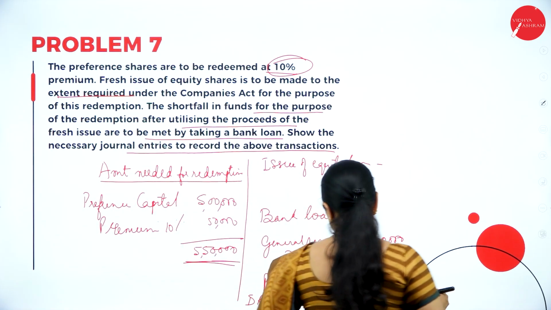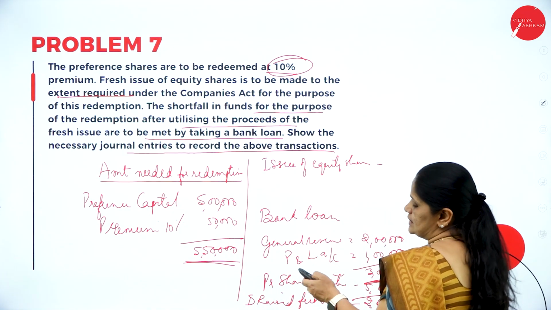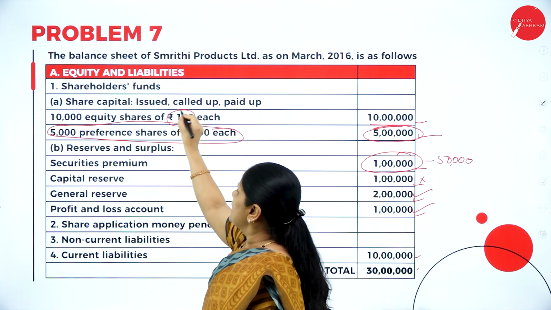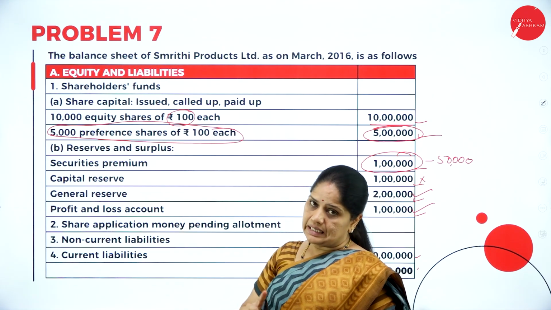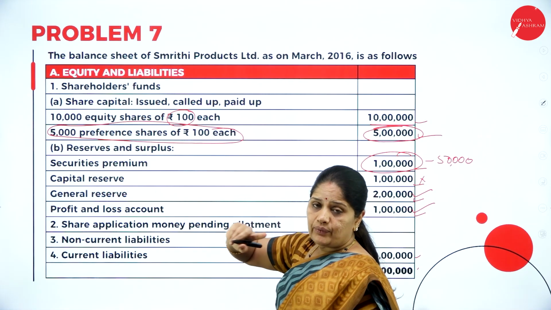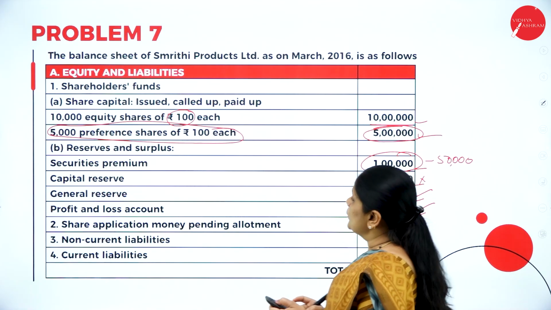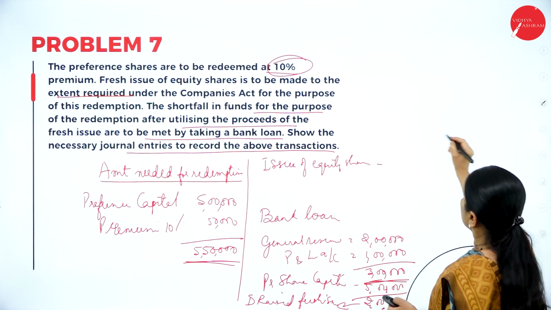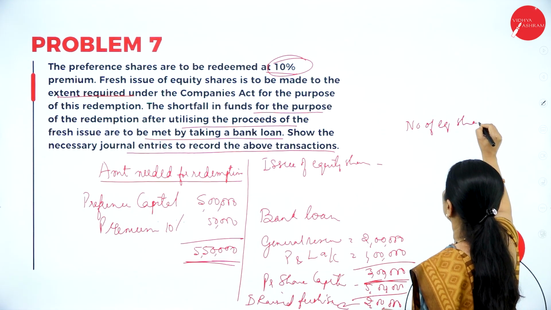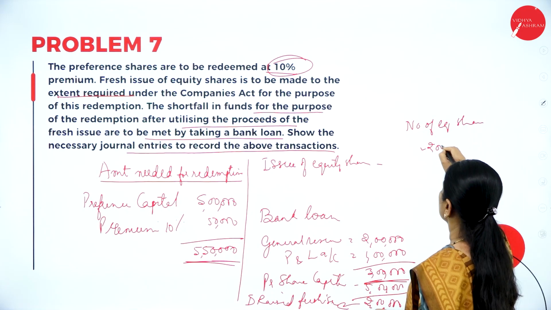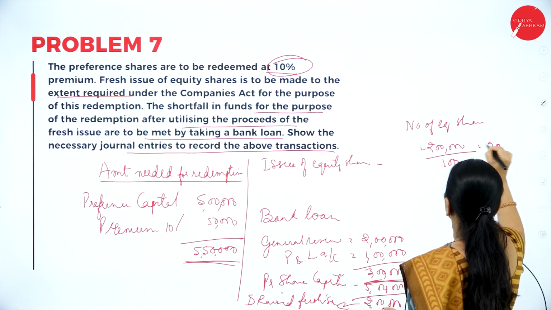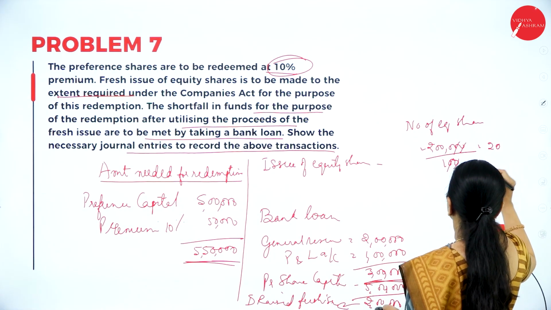Then next we have to see what is the value of each equity share. If in the balance sheet it is written 100, then we have to issue shares of rupees 100 only. If in the balance sheet it is written 10, then you have to issue equity shares of 10 rupees only. So here we will write number of equity shares equals 2 lakhs divided by 100. So that will come up to 2000.